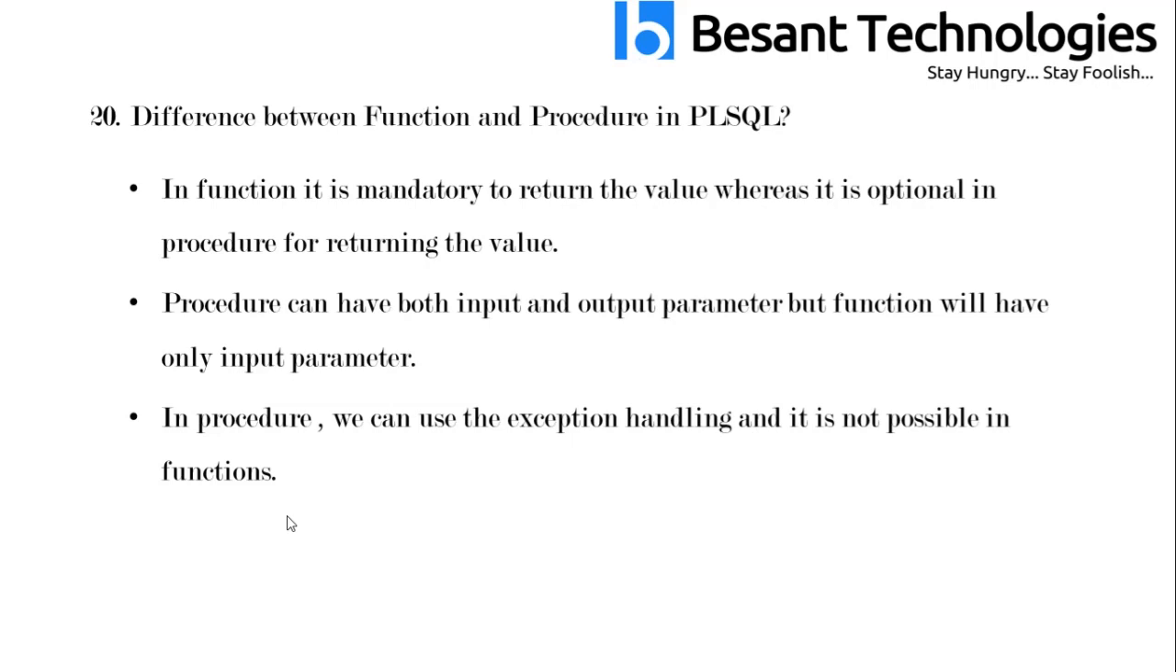A procedure has error handling, that is exception handling, but a function doesn't. Without exception handling, we couldn't trace where we are finding the issue. So it's always better to use a procedure when you want to handle exceptions, but it's not possible in functions.